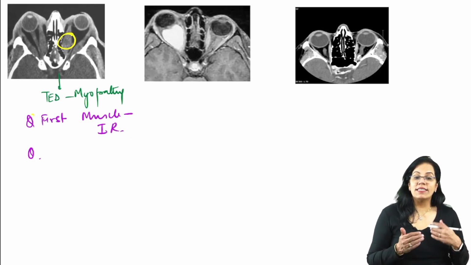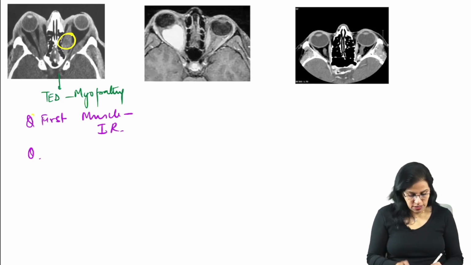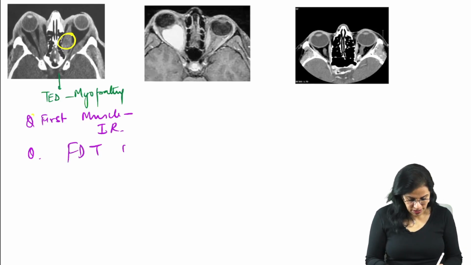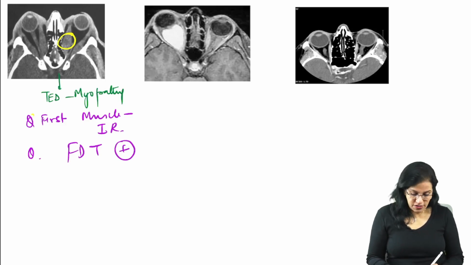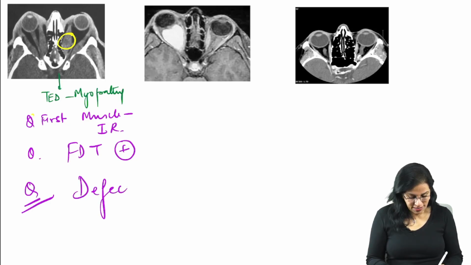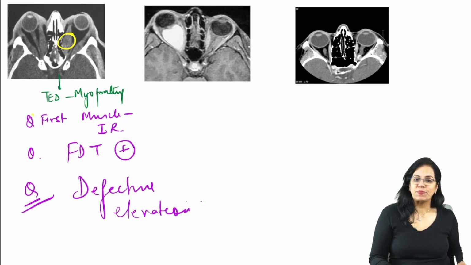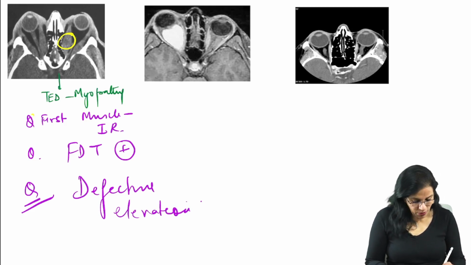And of course, it is a restrictive myopathy and forced duction test is positive, okay? Which is the first restrictive movement which is detected? Don't answer depression, it is defective elevation, because inferior rectus is fibrosed, so elevation is defective. So remember these questions. What are you looking at here now?